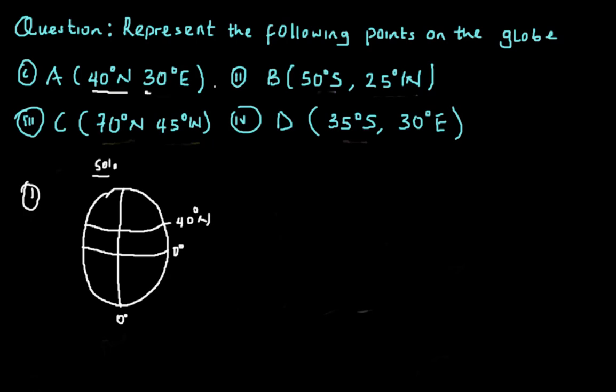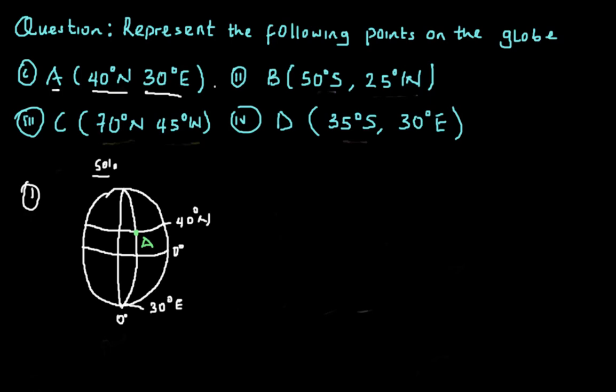Then we have 30 degrees east. East is on the right hand side of the prime meridian, so 30 degrees, it means that it will be close to the prime meridian but not so close. So we have 30 degrees east. Now the point A is the point where the two lines meet, so where the latitude and the longitude meet, and this is the point here. So this point A. I hope you understand.